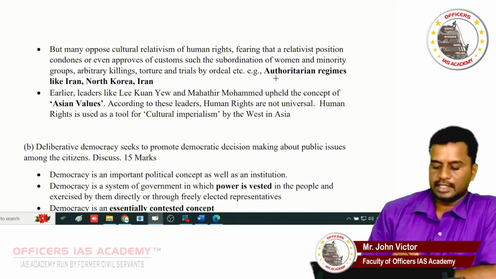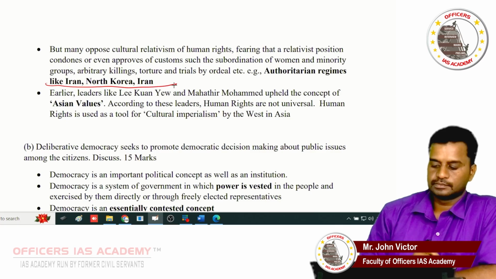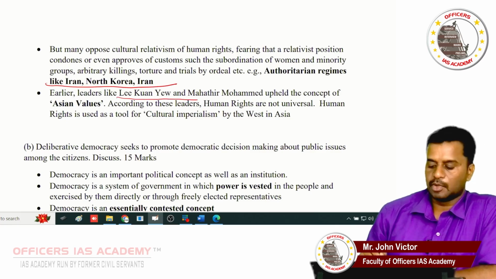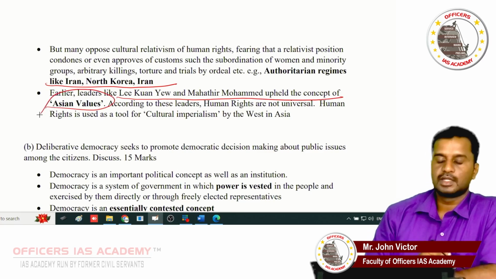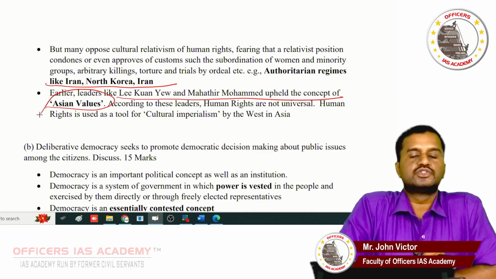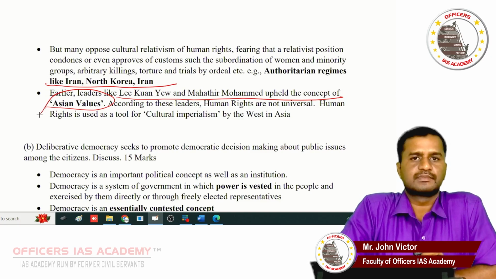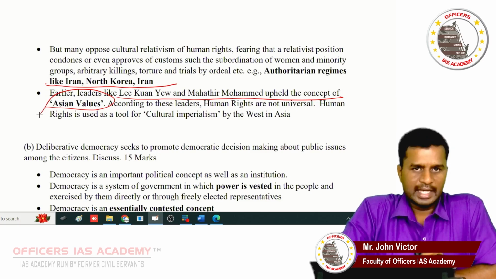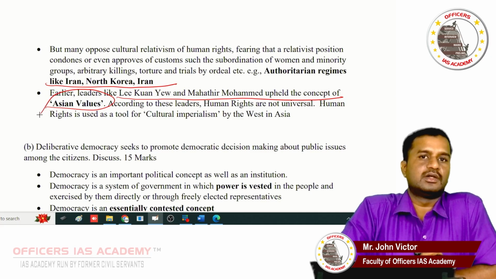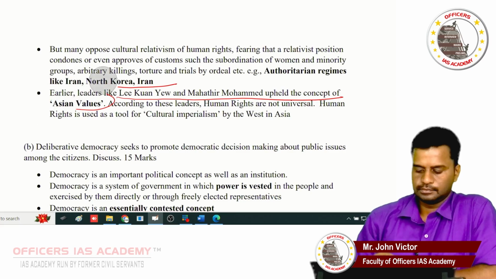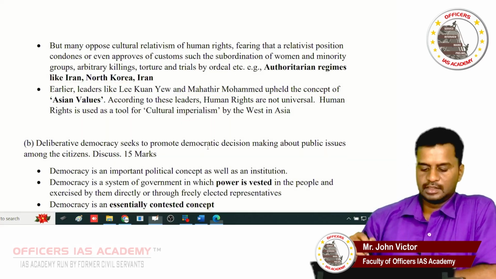Give current examples like Iran, North Korea, Russia. The leaders Lee Kuan Yew and Mahathir Mohamad upheld the concept of Asian values. According to them, Asian countries have their own values. They need not and should not simply ape the West. They need not imitate the Western values. They also told that it is wrong for the West to impose their ideals and values on the non-West. They viewed this as cultural imperialism.